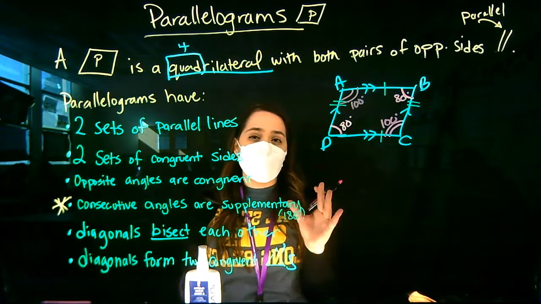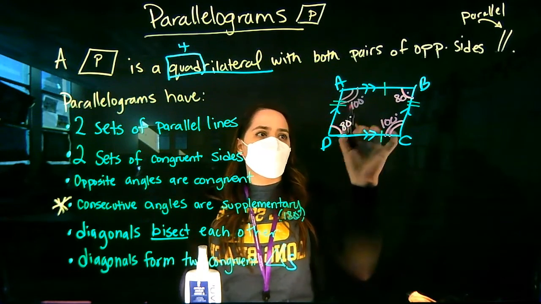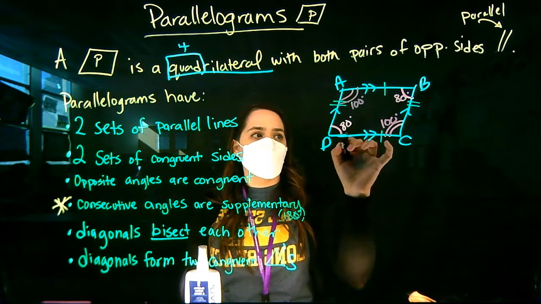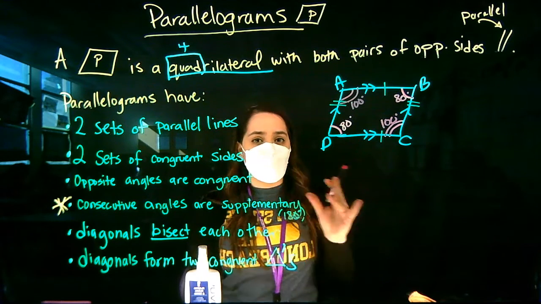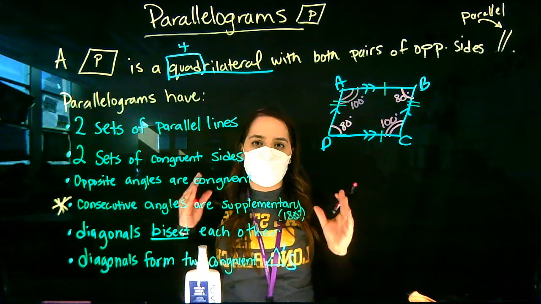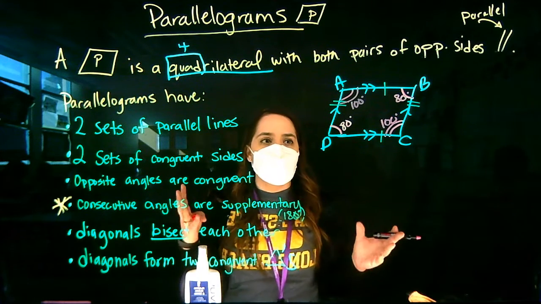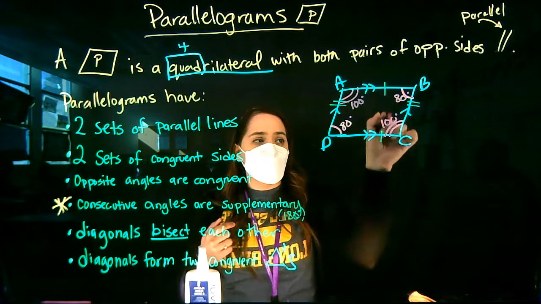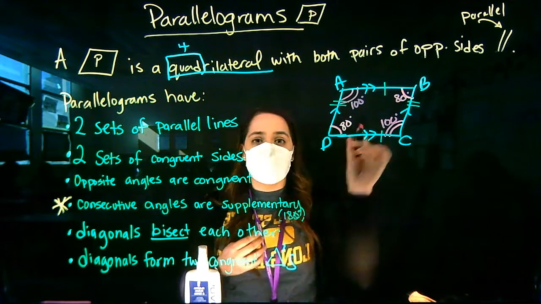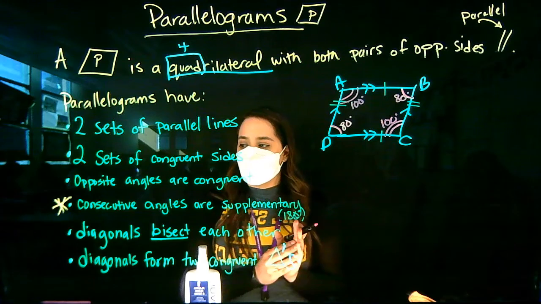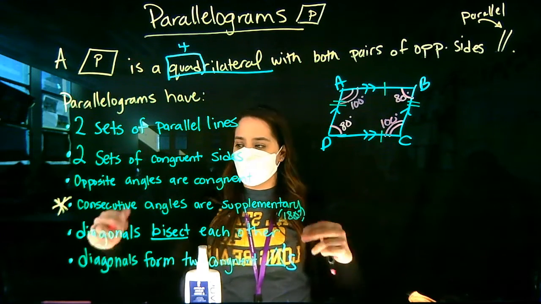And then if you notice, if you add all of the angles, you have 100 plus 100 plus 80 plus 80. That equals 360 degrees. Any 4-sided shape in geometry, in math in general, has a sum of internal angles of 360. And I'll get back to that at the end.